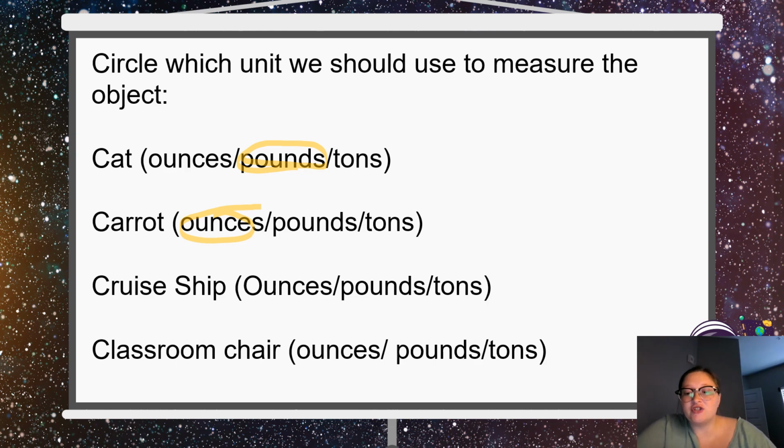What about if we're measuring a cruise ship's weight? Should we use ounces, pounds, or tons? That's right, tons. Finally, what about if we are measuring a classroom chair's weight? Should we measure it in ounces, pounds, or tons? Pounds, that's right. Good job.